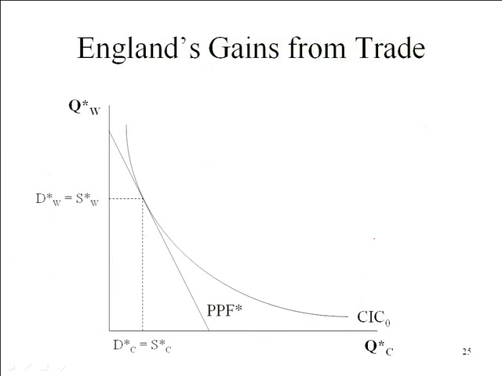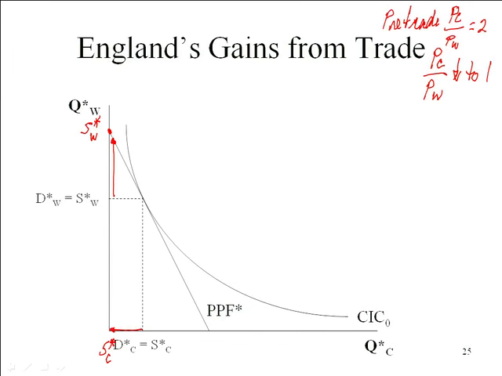Okay, we can do the same thing for England. Now in England, the situation's a little bit different. Remember here, they're going to specialize completely in wine. So wine production increases. Cloth production goes to 0. Now remember, for England, the relative price of cloth fell to 1. Remember before, the pre-trade relative price was 2.